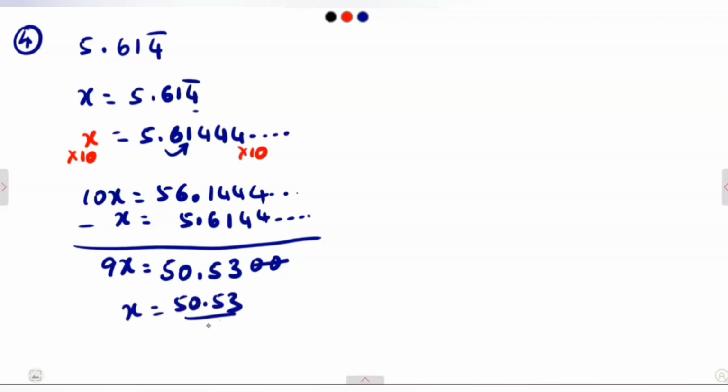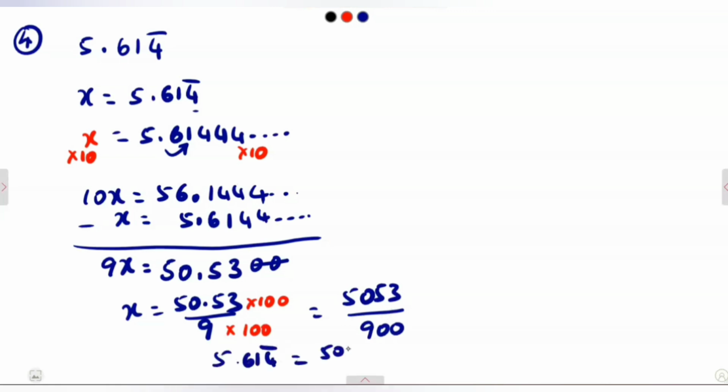50.53 by 9. Right? To remove this decimal, I'll multiply both sides by 100, because two digits are repeating here. Now the numerator becomes 5053, since the point moves away from the number as we multiply with 100. The denominator, 9 into 100, gives you 900. So this is the answer for the x value. That means 5.614 bar is equal to 5053 by 900.